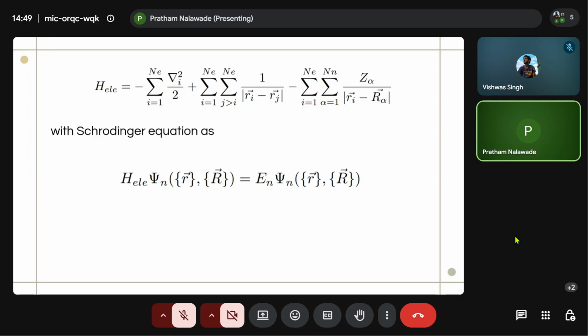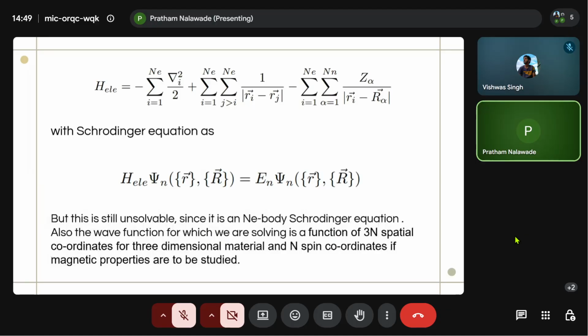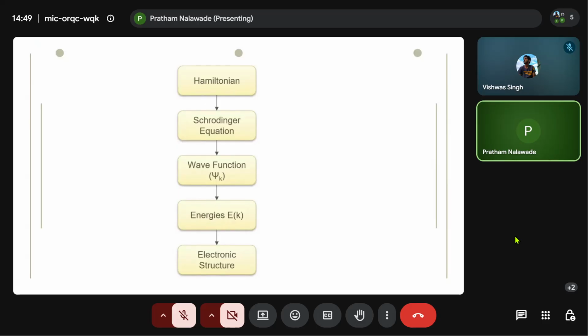Okay, so recalling that this is my electronic Hamiltonian, and the Schrodinger equation is as written. And, as I said, this is still unsolvable. So this conventional approach is not working. Therefore, we will use a different approach, since we already know what our Hamiltonian is. From that Hamiltonian, we will use the density functional approach and then get the energies to get the electronic structure.